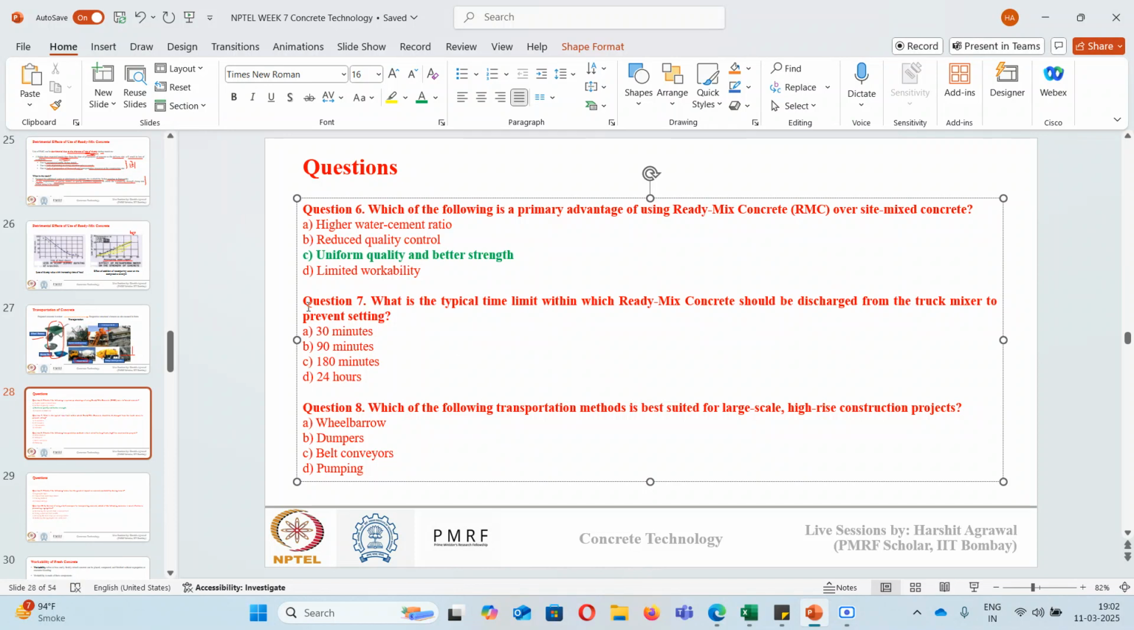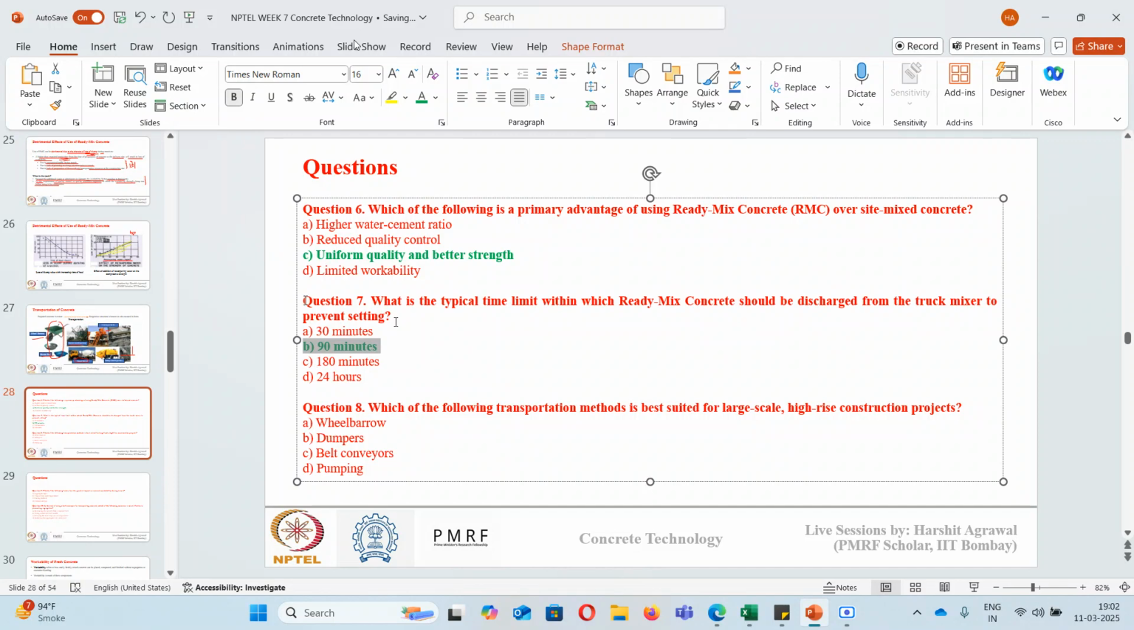Now, second, what is the typical time limit within which RMC should be discharged from the truck mixer to prevent setting? 30 minutes. 30 minutes. Any other answer? Okay, so this question may not have a definite answer. But conventional practice says that RMC should be dispatched within 90 minutes from the time of batching to prevent any premature setting or loss of workability.